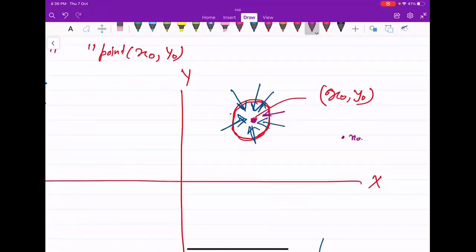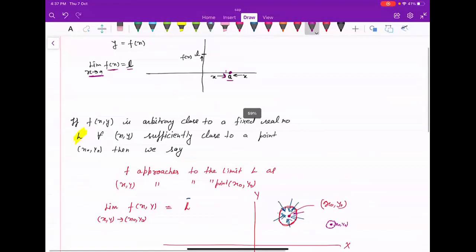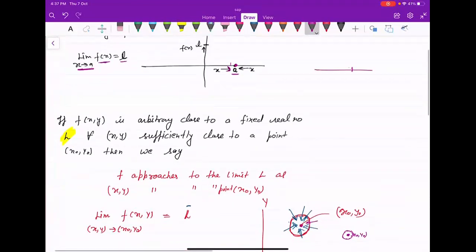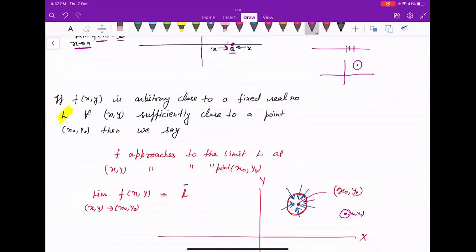So this is the point (x0, y0). In the neighborhood of this point, how many (x, y) occur? It could be everywhere. So we can form a disk about this point (x0, y0), so (x, y) can approach this point from any path. In 1-dimension it is in terms of an interval, but in 2-dimension it is in terms of a disk, because about the point (x0, y0) we can form a neighborhood, and that neighborhood contains all the points lying inside a small circle.